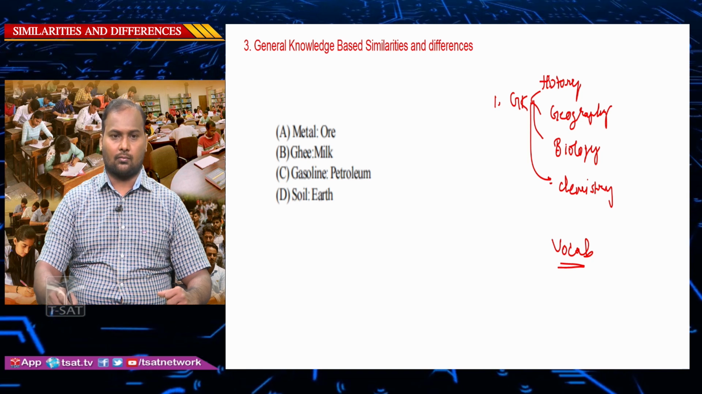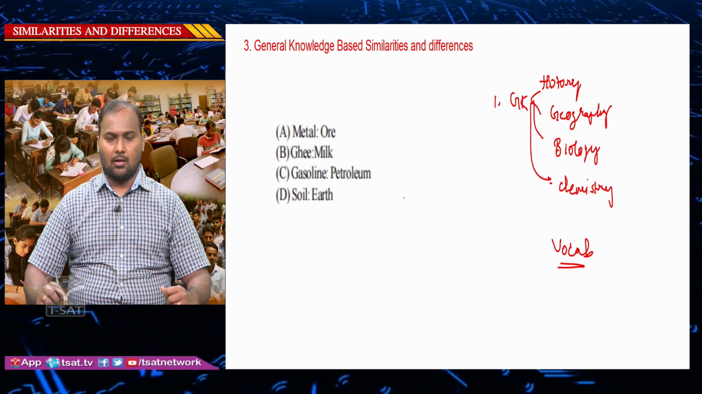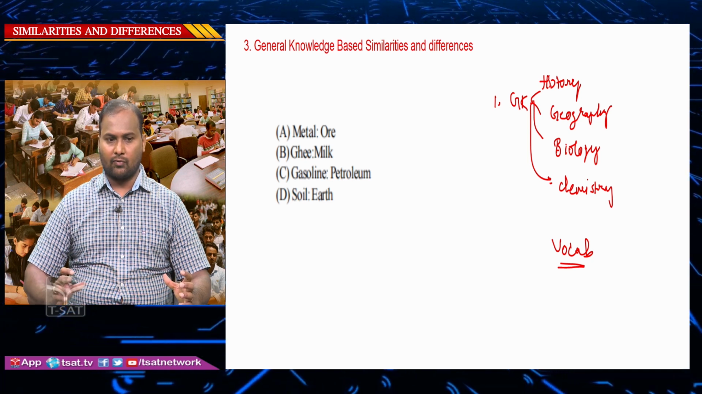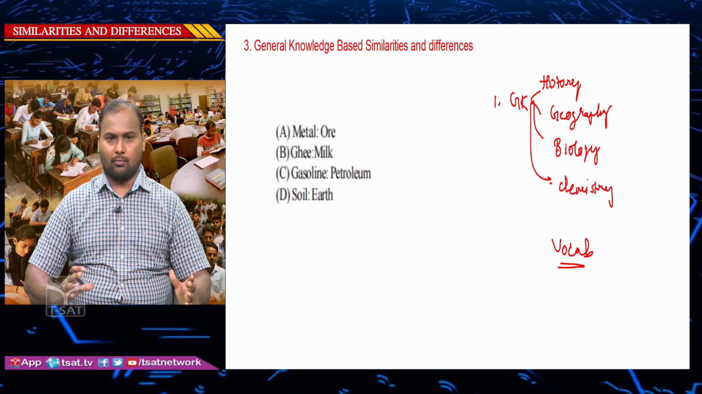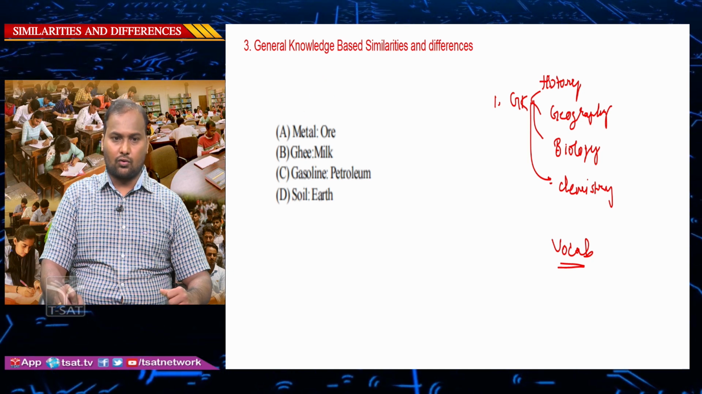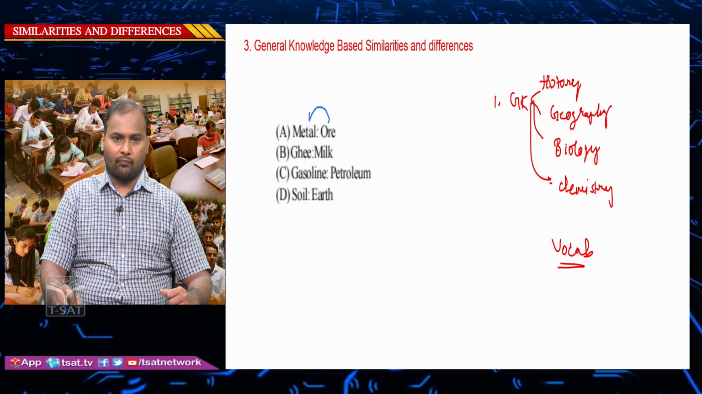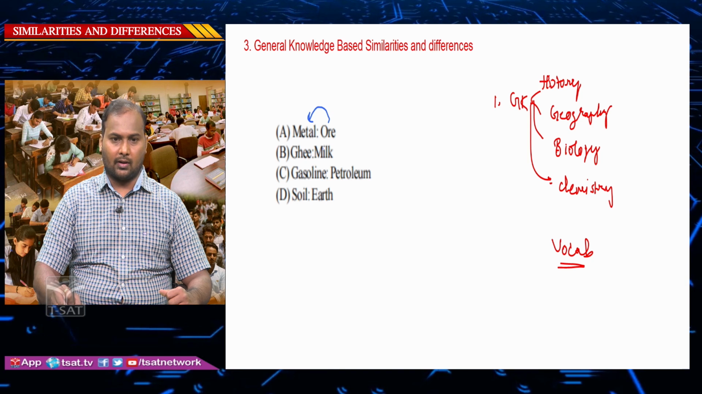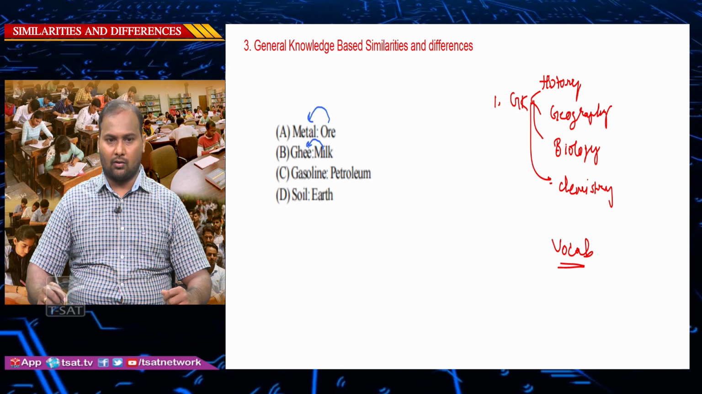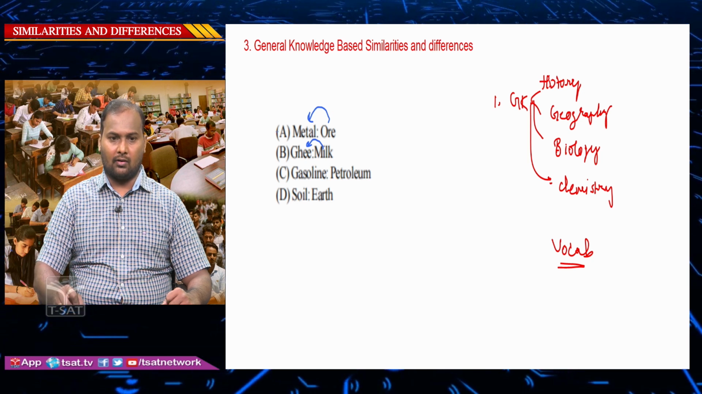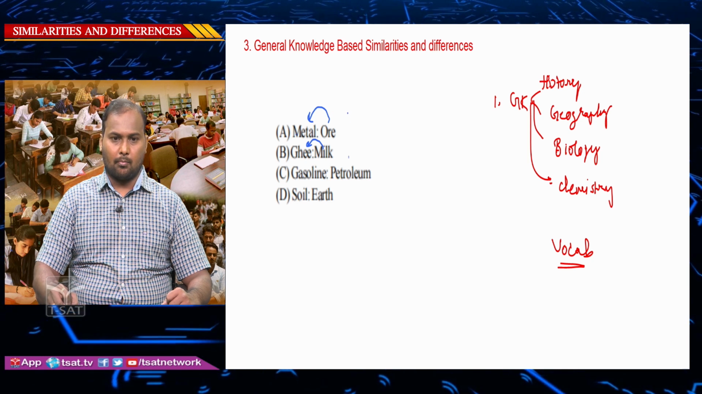If you see the first question, metal and ore. The first thing is, you should be in a position to relate metal and ore. So what is the relation? I can say the metal is obtained from ore. The metal is obtained from ore. In the same way, ghee is obtained from milk. Everybody knows that we obtain ghee from milk. And in the same way, we get gasoline from petroleum.